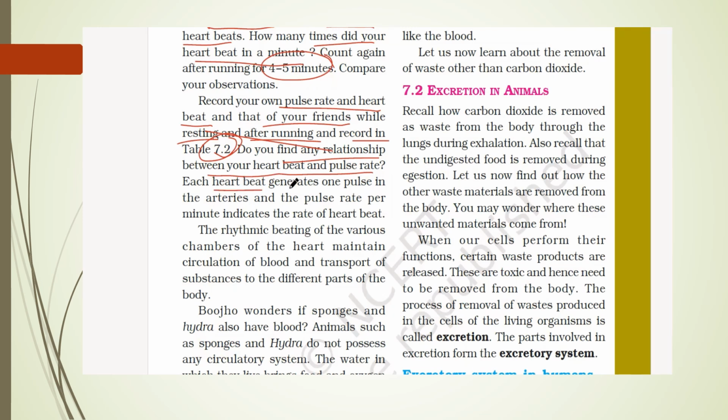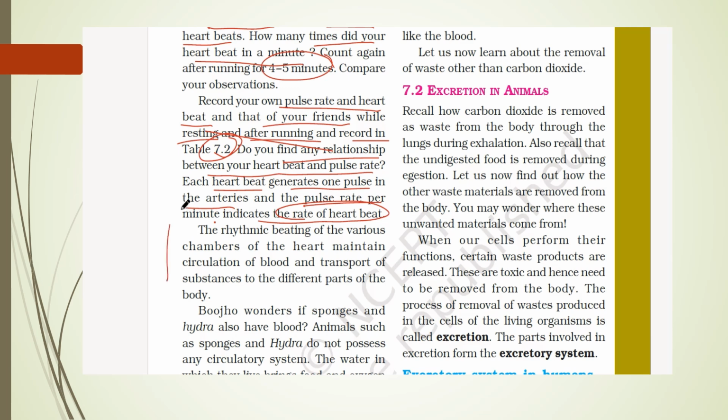Each heartbeat generates one pulse. So one heartbeat is equal to one pulse in arteries, and the pulse rate per minute indicates the rate of heartbeat. So it's the same. One pulse beat means one heartbeat.